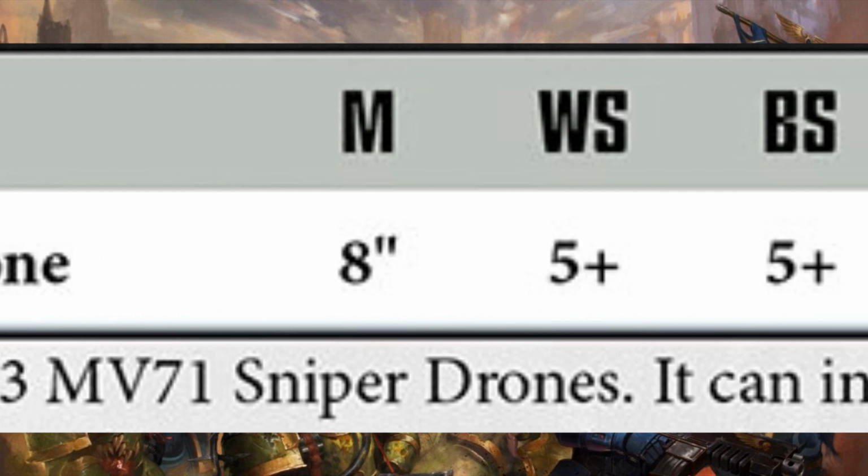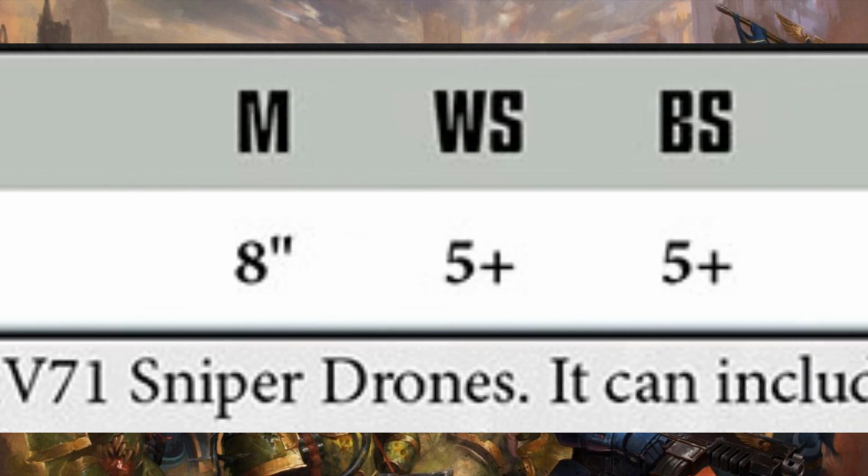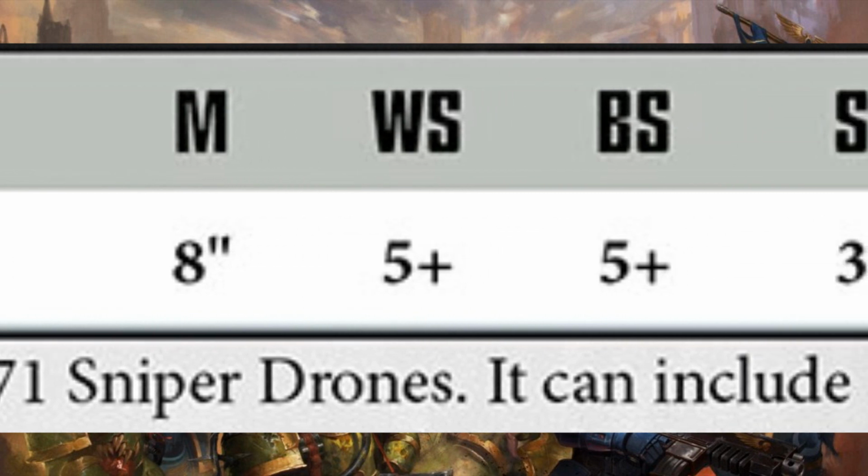The WS stands for weapon skill. This is the roll you need in order to hit an enemy in close combat, hand-to-hand combat, or punching dudes. So in this case, the drone would need to roll 5 pluses in order to hit the enemy. A 5 plus means when you roll a 5 or anything higher. So in this case, rolls of 5 or 6 would count as hits.